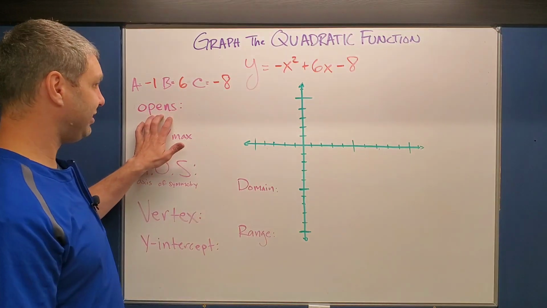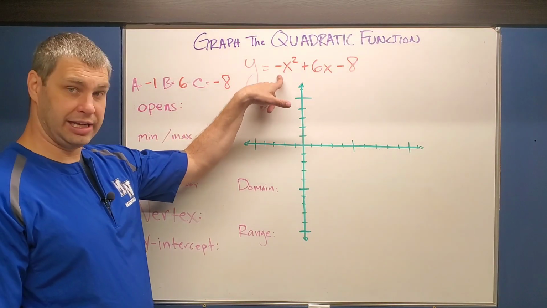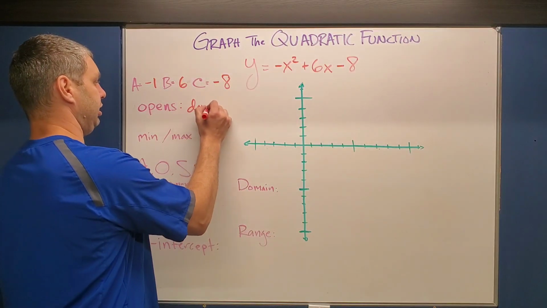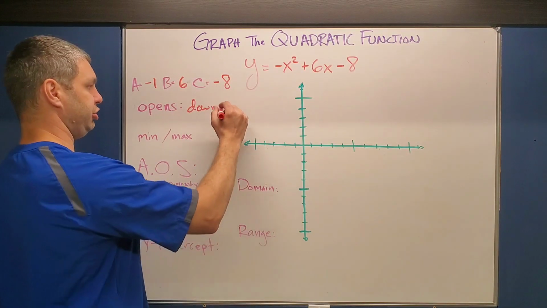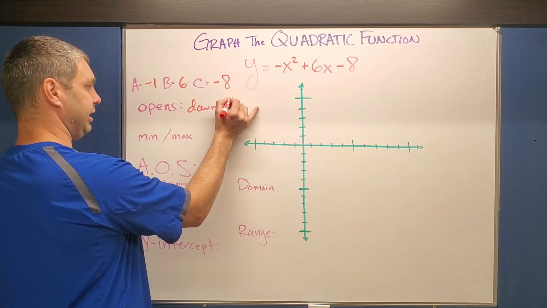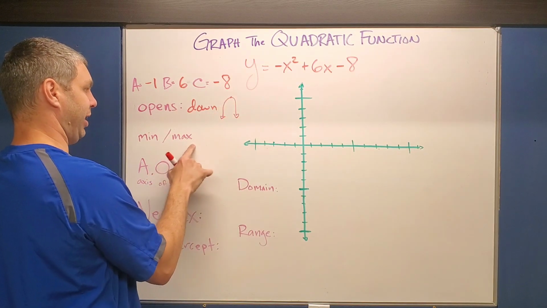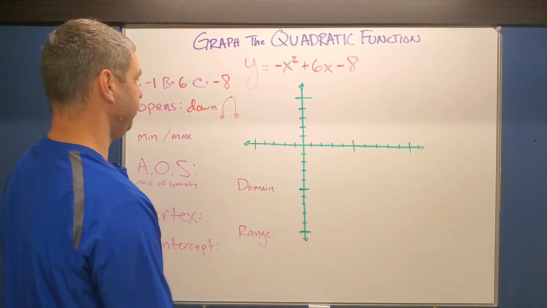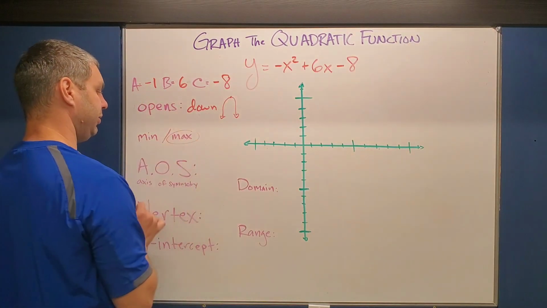All right, which way does this open? Well, if our a is negative, this is going to open down. If we think of how a down-shaped parabola looks, if it opens down like this, it's going to have this top part, which is a maximum value. Because it keeps going down forever, there is no minimum, right? But it does stop there, so it's going to have a maximum value.